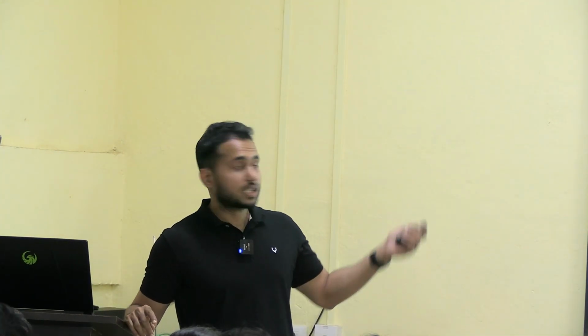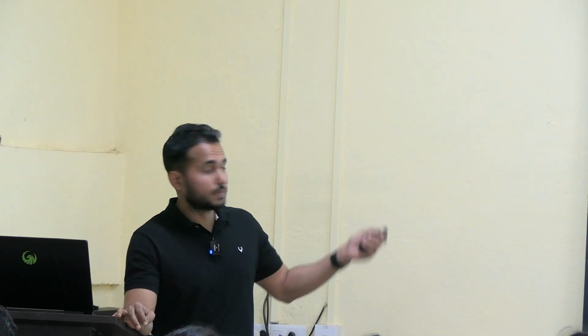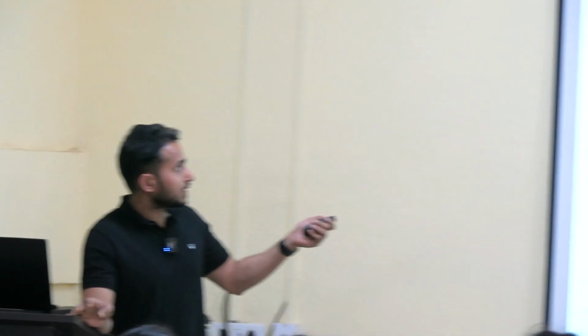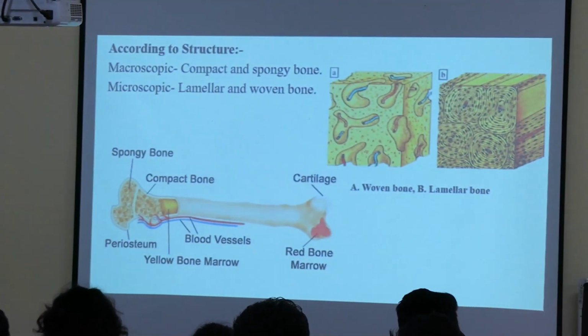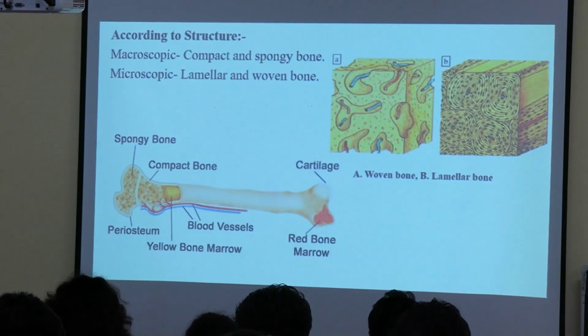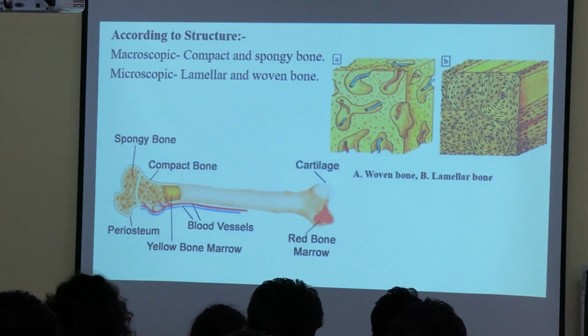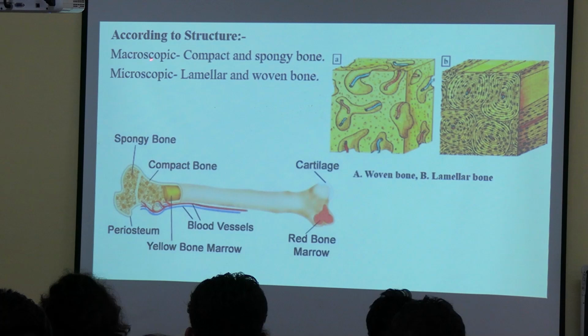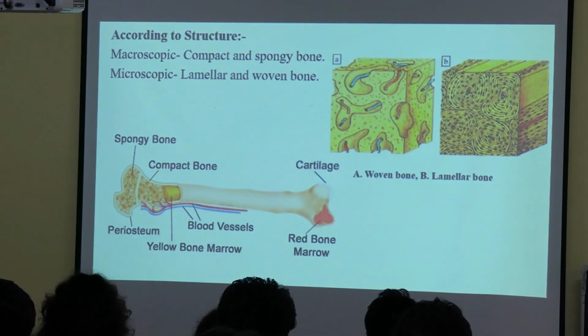Now, though it is a histology class, we will be focusing mainly on the classification of bone according to the structure. So how many types are there according to the structure? It's written two types, microscopic and macroscopic. I hope you know the meaning of microscopic and macroscopic. Now, in macroscopic, we are getting the compact bone and spongy bone, and in case of microscopic, lamellar bone and woven bone. Okay, so first we will see the macroscopic structure. This is the compact bone and the spongy bone.